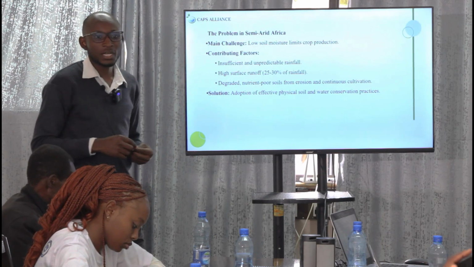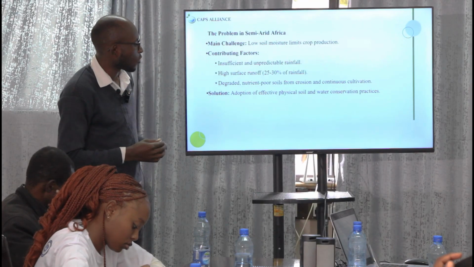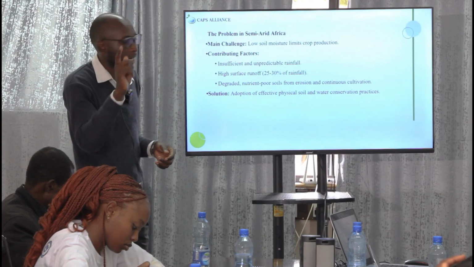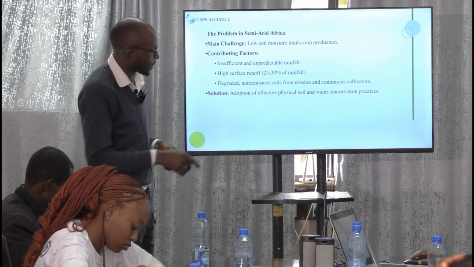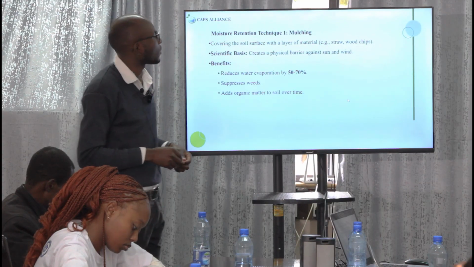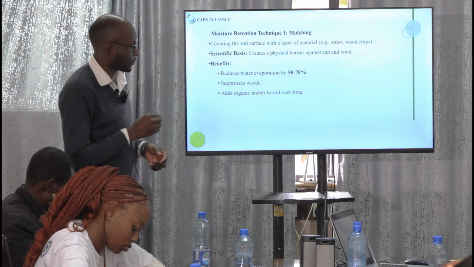And this is actually affecting the yields in such a way that we have a lot of land that is unused because it is unproductive because of lacking water. And so this calls for adapting effective water conservation systems. And what are these methods?